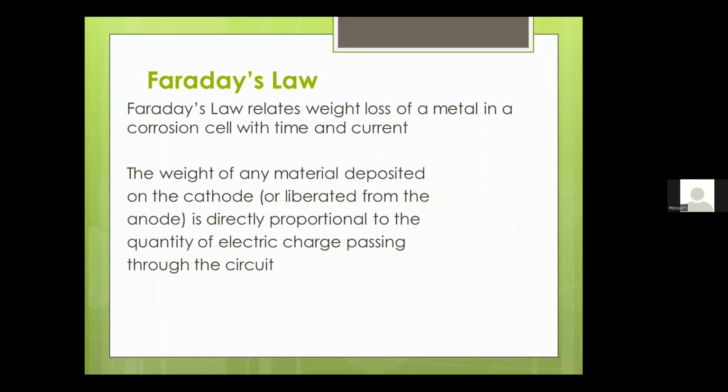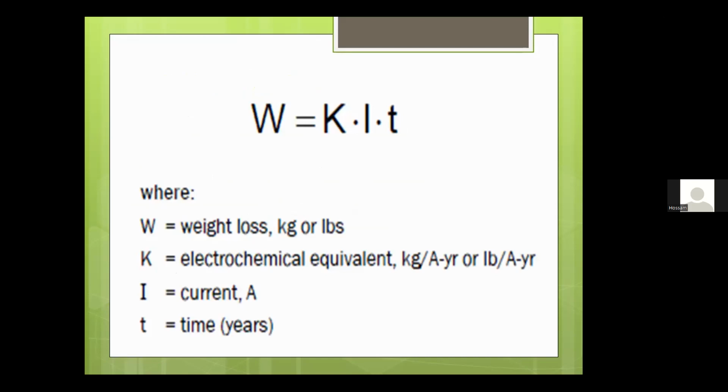Faraday's law relates the weight loss of a metal in a corrosion cell with time and current. The weight of any material deposited on the cathode or liberated from the anode is directly proportional to the quantity of electrical charge passing through the circuit. This is the formula of Faraday's law. The weight loss equals the electrochemical equivalent multiplied by the current and time.